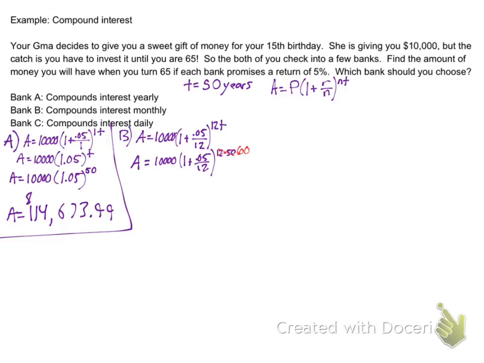Now, to put this on my calculator, I need to do this part first. So take 0.05, divide by 12. Add 1. Take that number on your calculator and raise it to the 600 power. And now multiply that by 10,000. And what do you end up having?